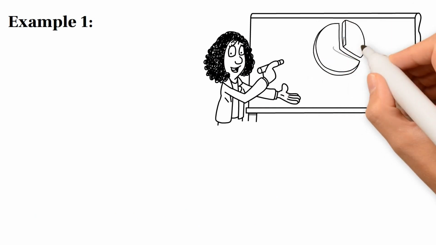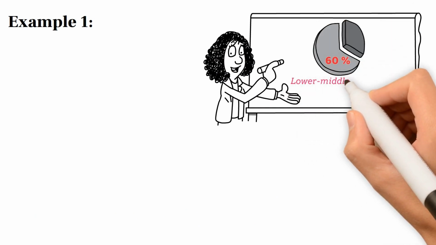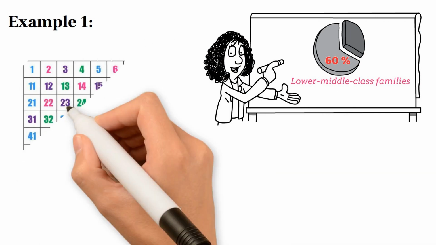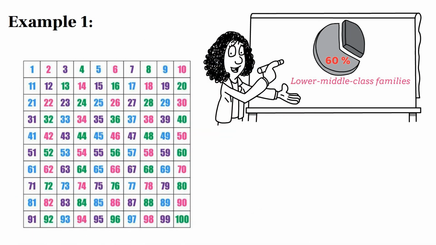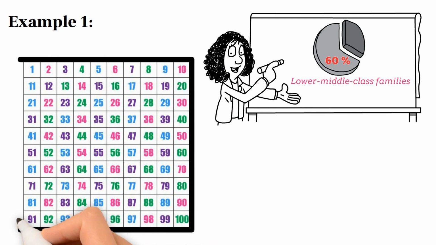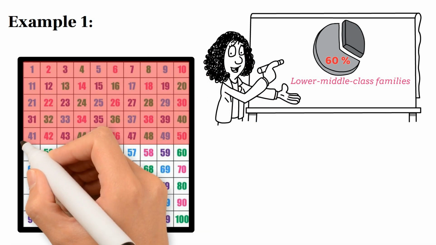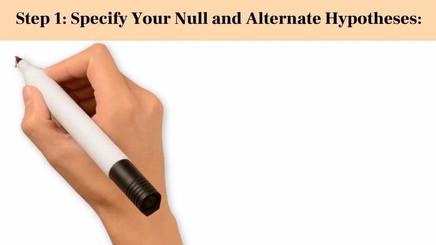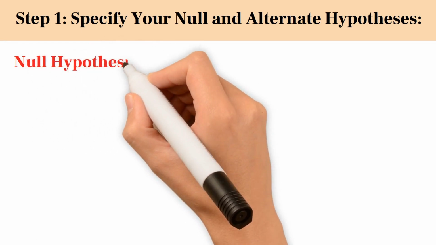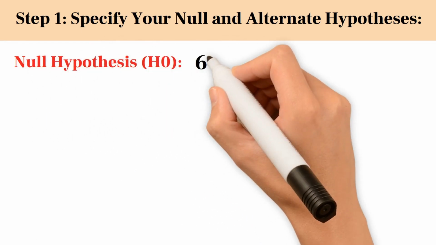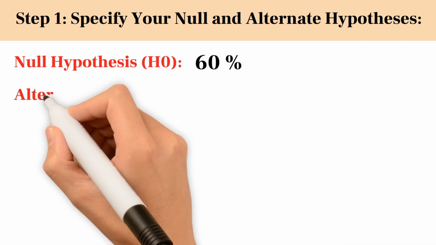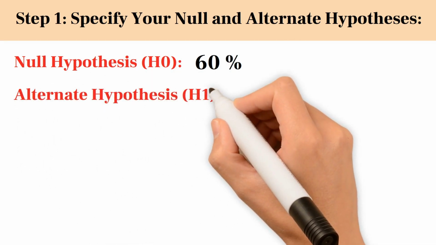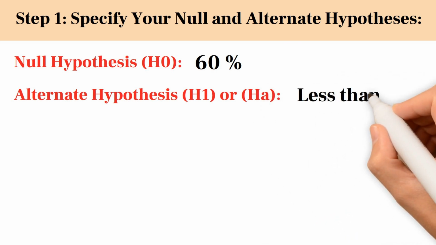First example, a teacher assumes that 60% of his college students come from lower middle class families. To test this assumption, he takes a sample of 100 students and surveys them. He finds that 56 out of 100 students come from lower middle class families. Step 1. Specify your null and alternate hypothesis. Null hypothesis H0, the proportion of students from lower middle class families is equal to 60%. Alternate hypothesis, the proportion of students from lower middle class families is less than 60%.